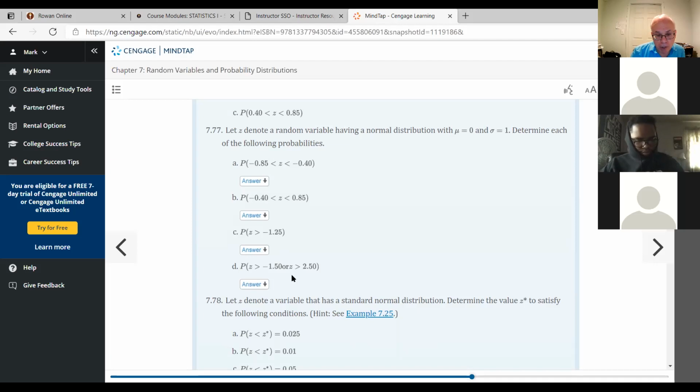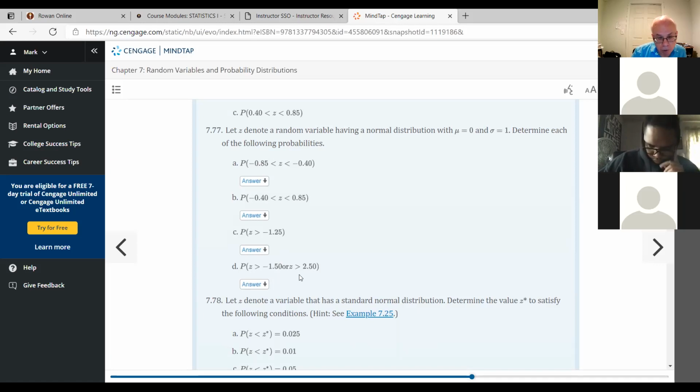Now, let's think about it for a minute. If Z is less than negative 1.5, that means negative 1.5 is to the left of 0, and this would be a left tail, right? Greater than here, 2.5, is to the right of 0, and this would be the right tail. So what we're being asked to do is find the probability of a left tail or a right tail.